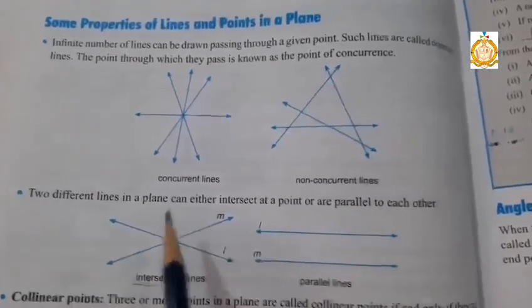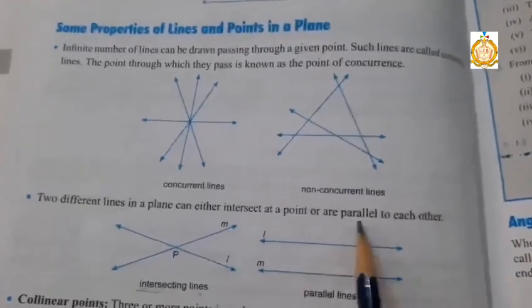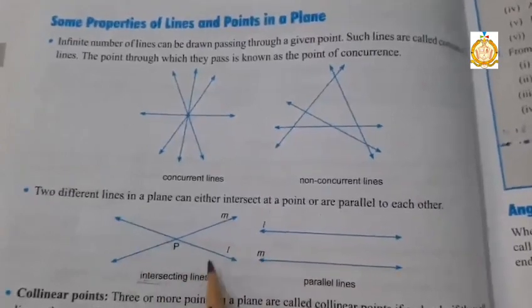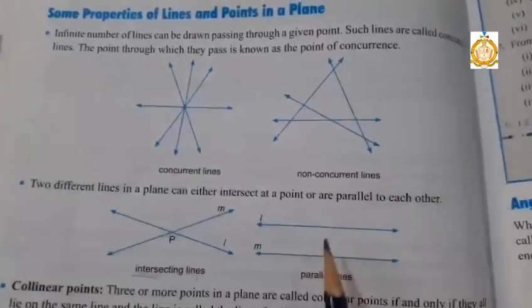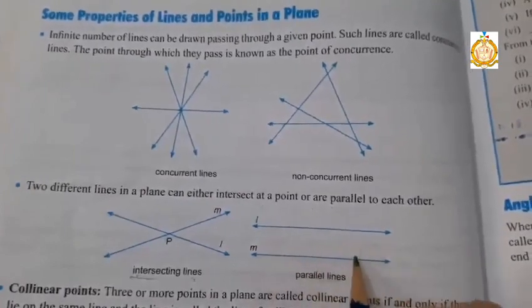Also, two different lines in a plane can either intersect at a point or are parallel to each other. Here these lines are intersecting at a point P, but these two lines are parallel. They are having always the same distance between them.